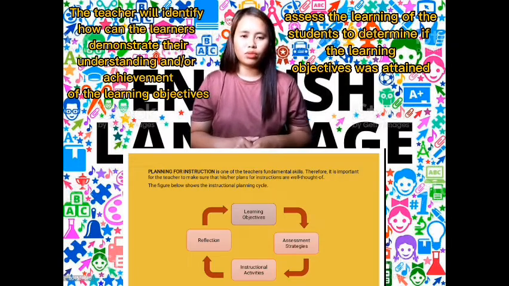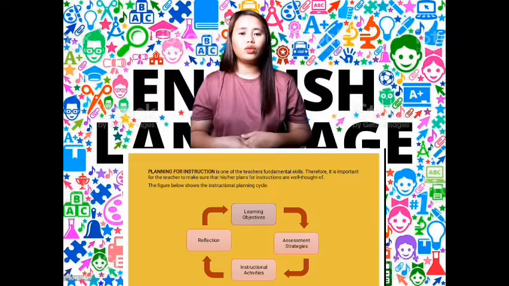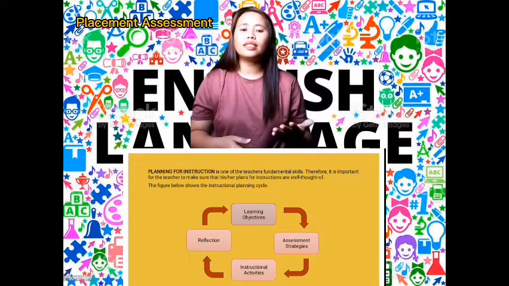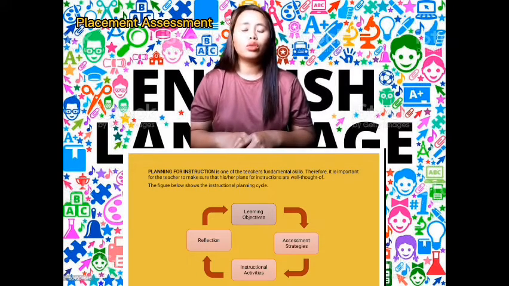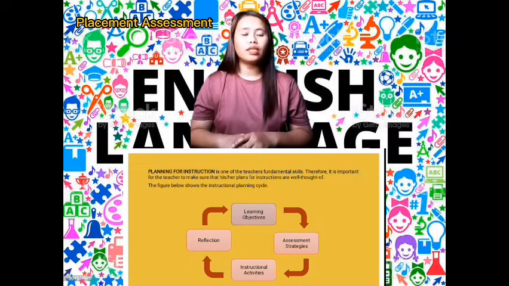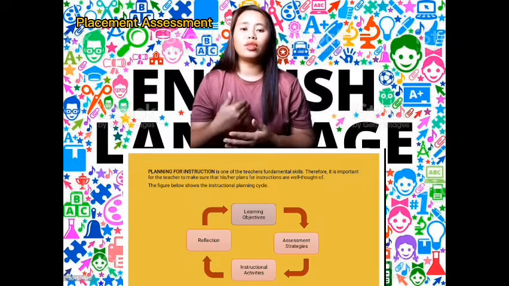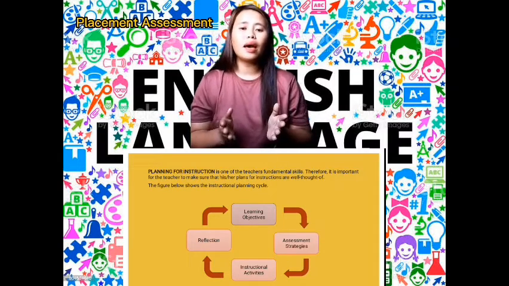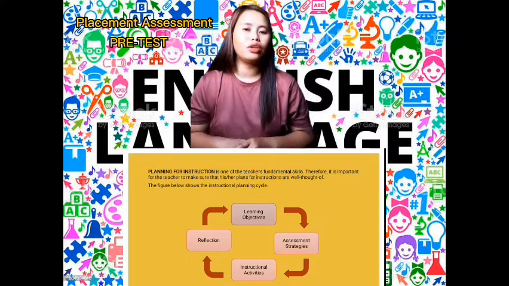There are several assessment strategies that the teacher uses in the classroom, like placement assessment. This assessment is usually done at the beginning of the school year to determine what the students already know or what their needs are that could inform the design of instruction. The best example of this assessment is giving a pre-test to the learners.